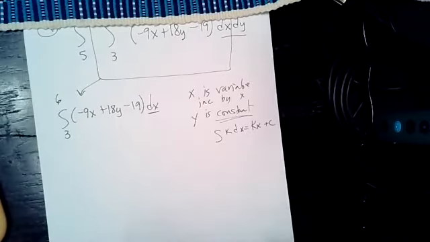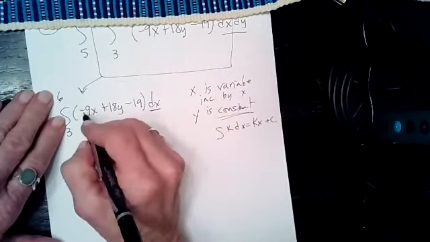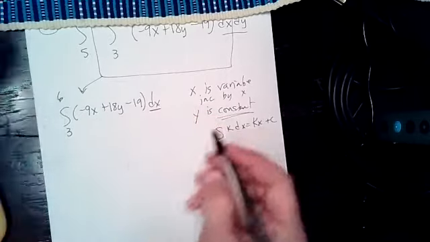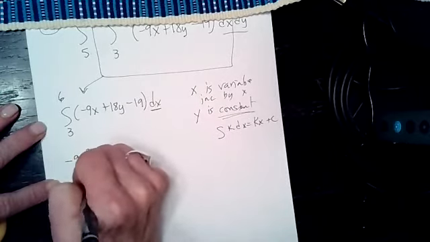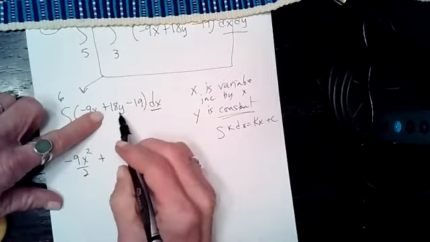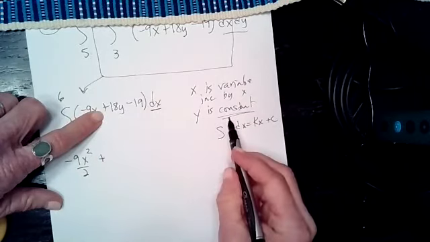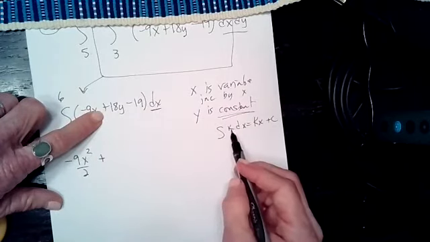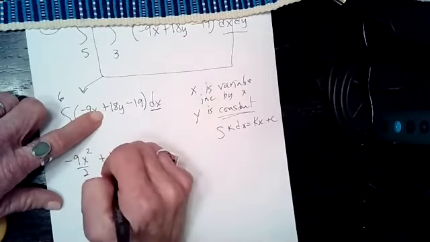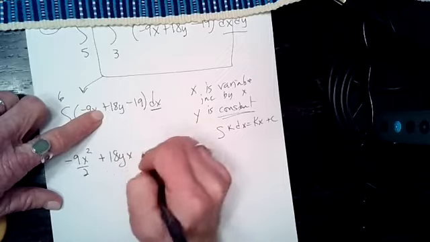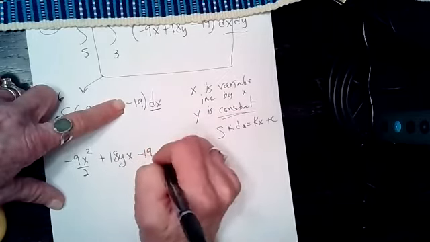So, all right, so you know that. All right, so here we go. I'm integrating with respect to x. So when I integrate negative 9x with respect to x, that's just normal. So that's just negative 9x squared over 2. Plus, when I integrate 18y with respect to x, y is constant. So if I'm integrating 18y with respect to x, I just get 18y times x. And then if I integrate negative 19 with respect to x, that's still constant too.